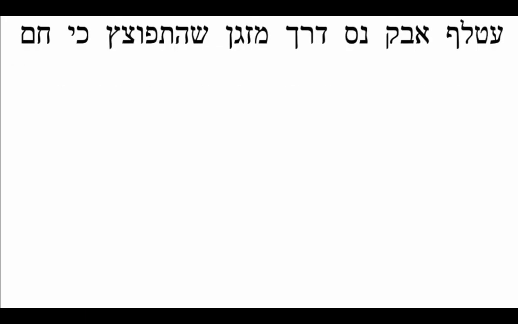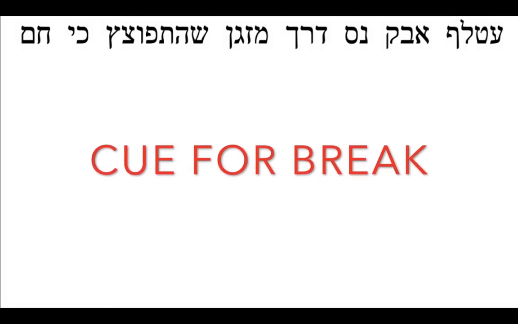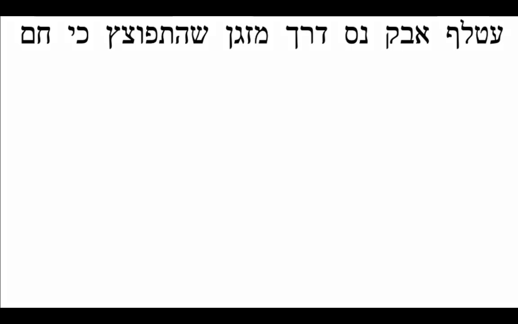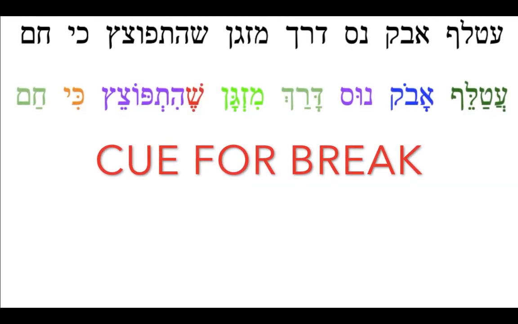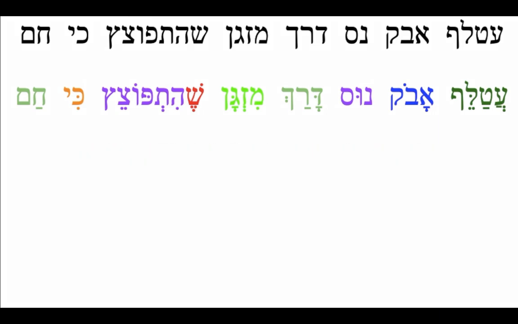Now we have Hebrew Pangram number 4, and take a look at the sentence without Nikkud. Pause to practice, and then unpause when you're ready. Now that you've unpaused, let's try it with Nikkud. Pause to practice, and then unpause when you're ready. Now that you've unpaused, let's see how you did.